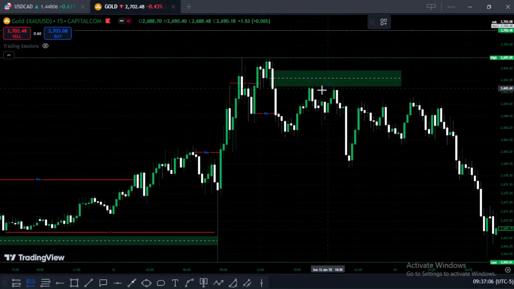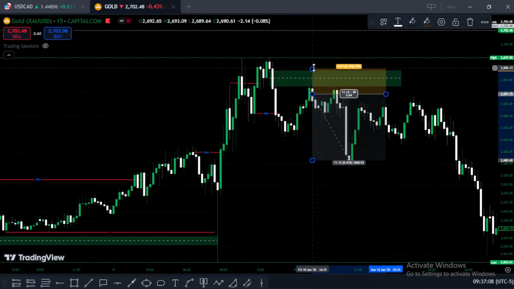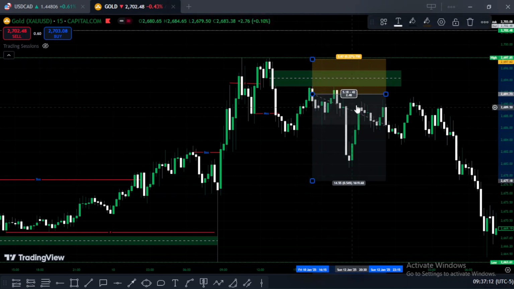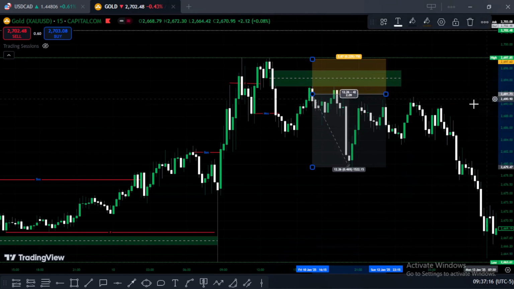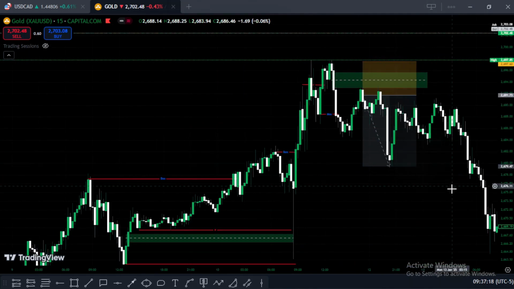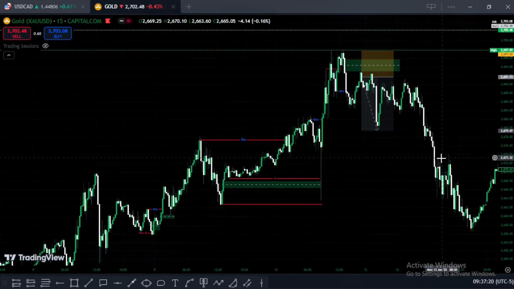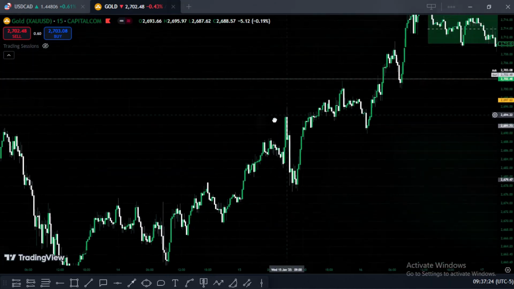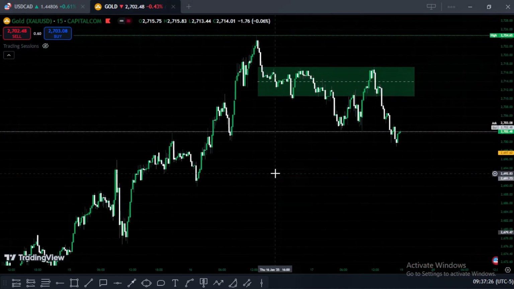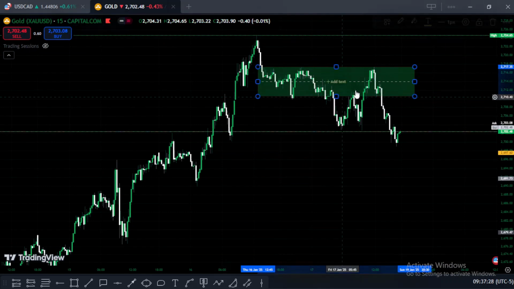Let's assume even here. You want to be placing your stop loss above here, and then you want to go for 1:2 risk to reward. Yeah, and that's how it goes. It's just a very simple strategy, guys. Even what's happening right now on gold.